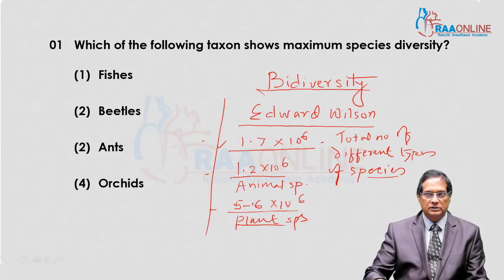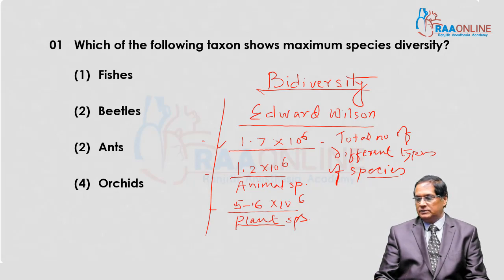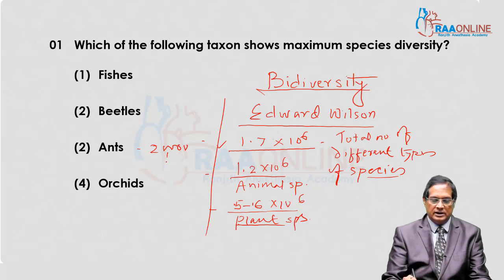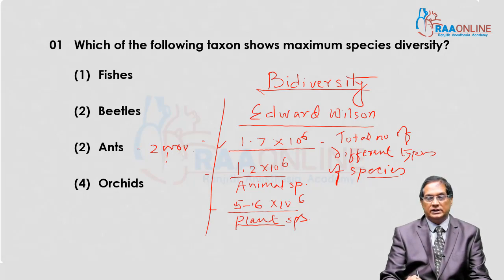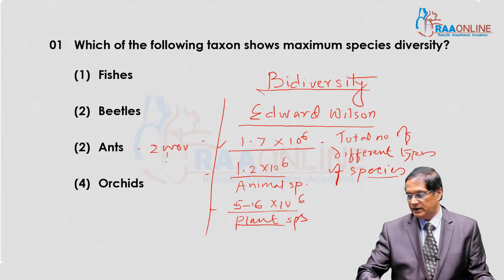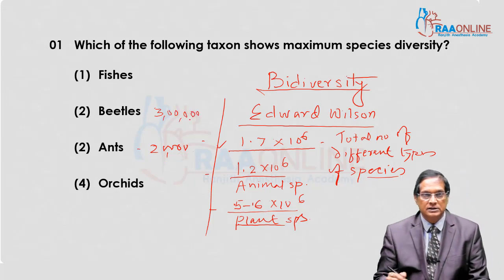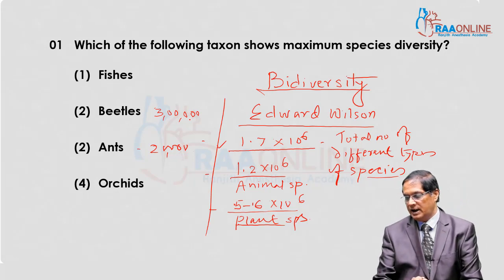The question is, which of the following taxon shows the maximum species diversity? So let's know the numbers. Approximately 20,000 different types of ants are there. Beetles, maximum number, 3 lakh.